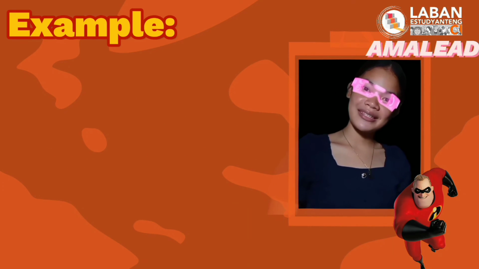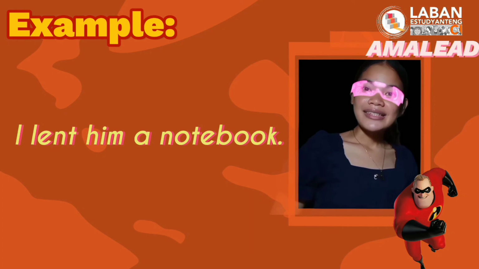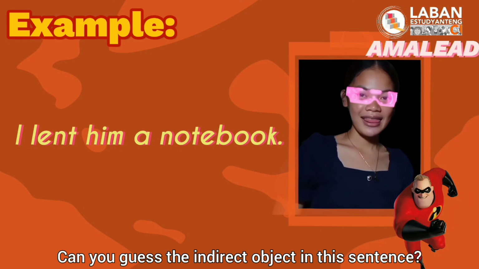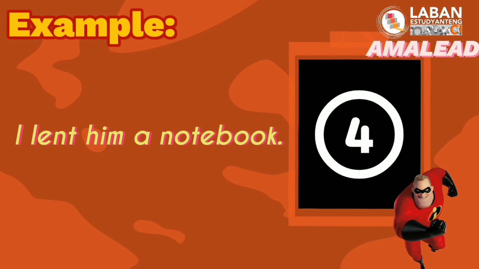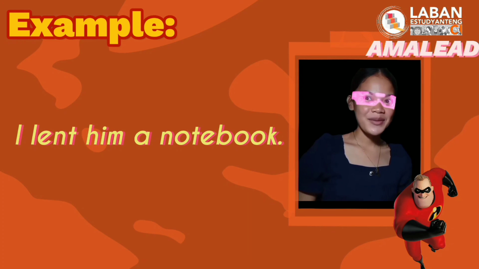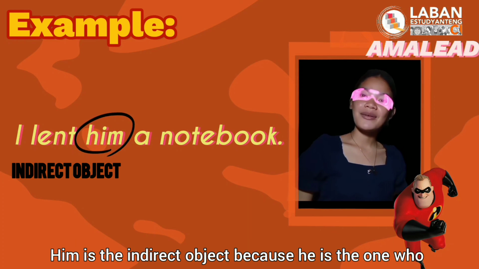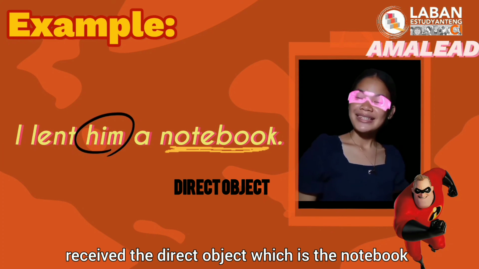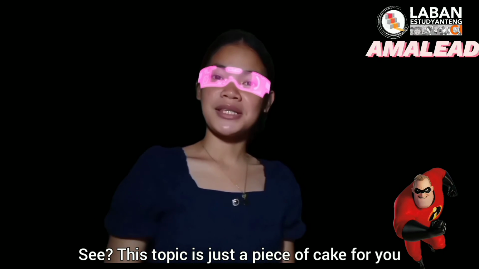Let's have another example here. I lent him a notebook. Can you guess the indirect object in this sentence? Great! Him is the indirect object because he is the one who received the direct object, which is the notebook. See? The topic is just a piece of cake for you.